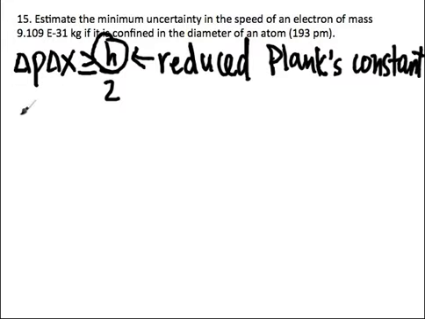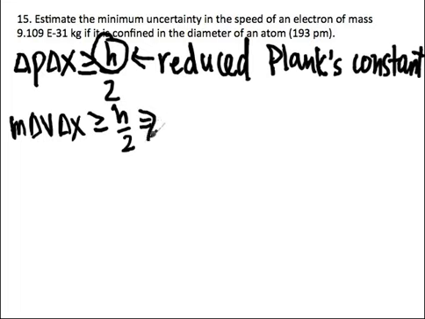So we remember that the change of momentum, m delta v, times delta x is greater than or equal to h bar over 2. So we can isolate the speed from this inequality, so the change in speed is greater than or equal to the reduced Planck's constant divided by 2 times the mass times the change in position.